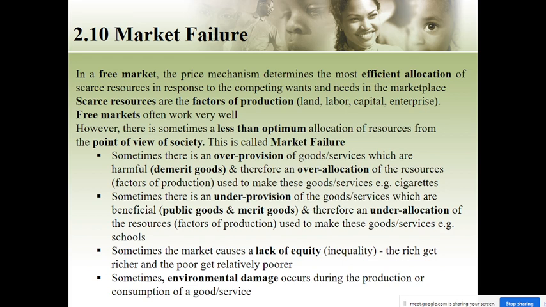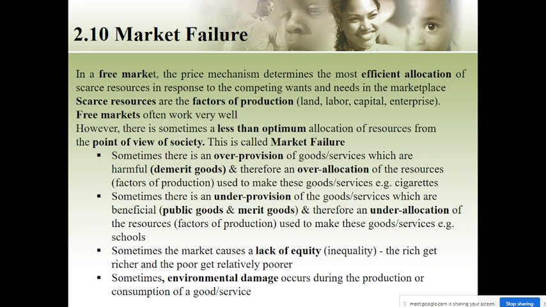The next reason is that sometimes there is an under provision. The first one was over provision: you give your resources to the production of products which are harmful for the society. The other one is under provision. You are not providing enough resources for the production of products which are beneficial for the society, like merit goods and public goods.